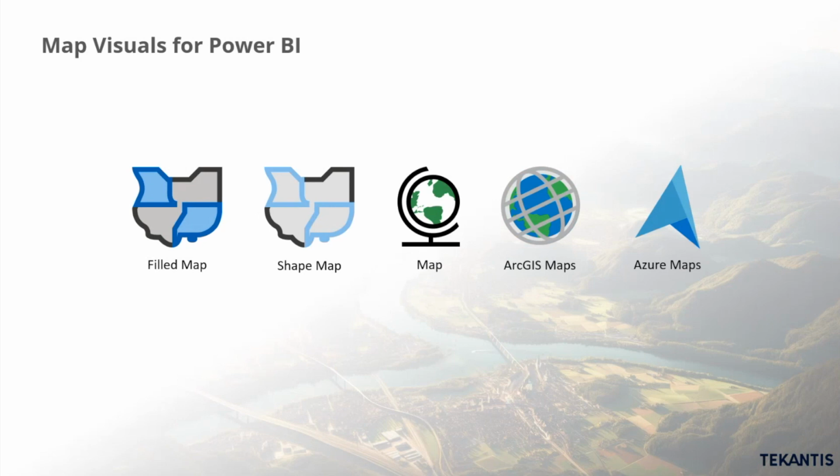What are our options for maps in Power BI? Well, on the surface, it looks like we've got quite a lot of options. We've got 5 map visuals built into Power BI: Field Map, Shape Map, Map, ArcGIS Maps, and Azure Maps.